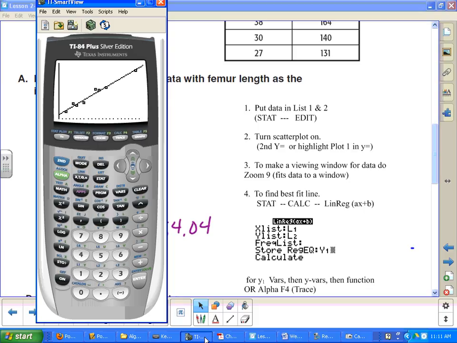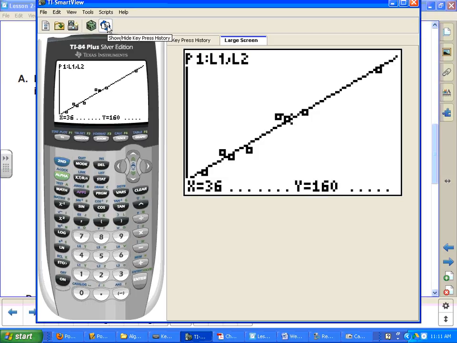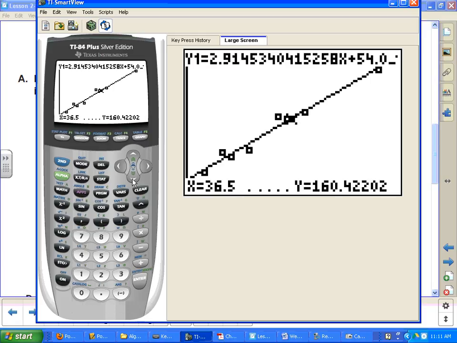So you could go to the table, or you could go to trace. Now you notice that when I hit trace, it says P1 here. What does that mean? The plot. That means it's working with the data points. If you go down arrow, it now says Y1, which is the line. And if you type in 41 from here, it'll tell you that they would be 173.5 centimeters tall.